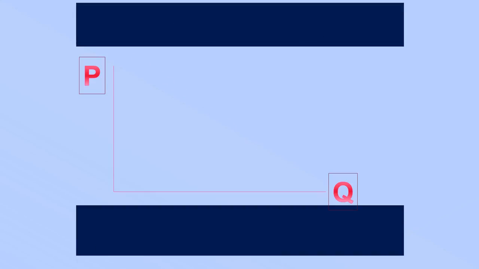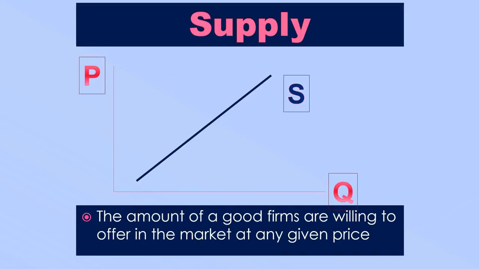And then also remember we talked about supply. For supply, what we're saying is the amount of a good firms are willing to offer in the market at any given price. So remember, the business incentive is to make money. If the price of something goes up, the quantity that I'm willing to sell is really going to go up as well because I want to make money. If I'm not going to be able to pull in as big of a price, I'm going to be less excited about offering that to the market.